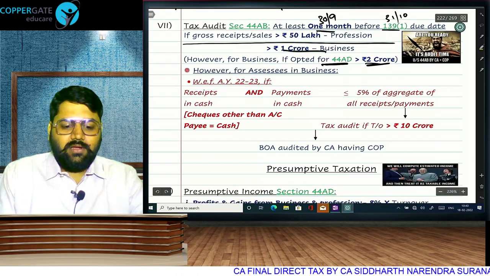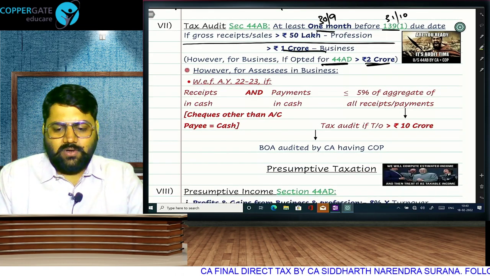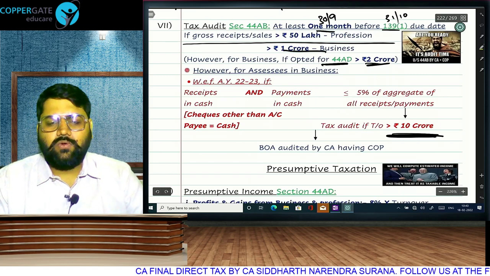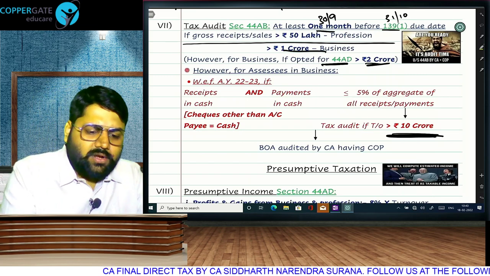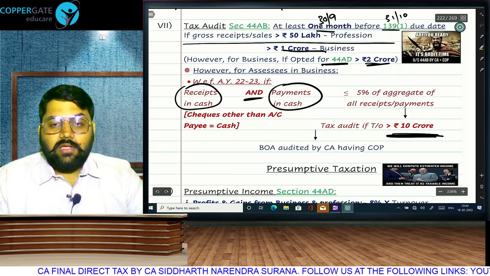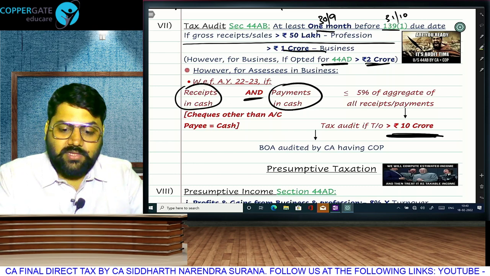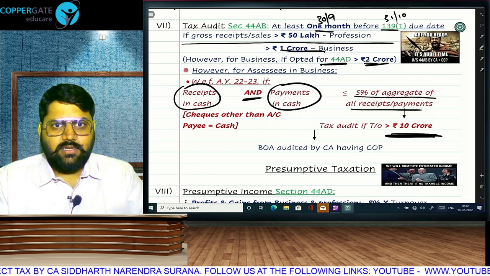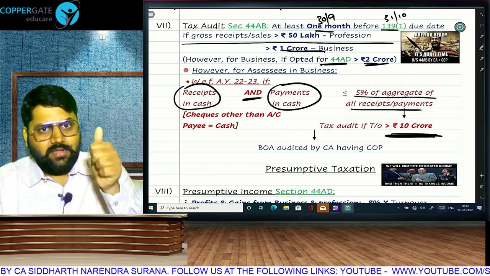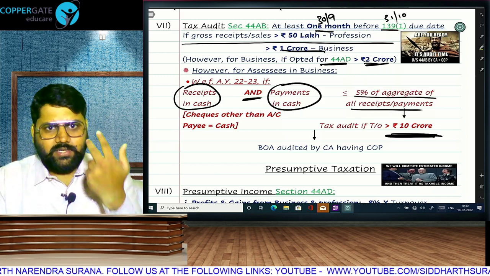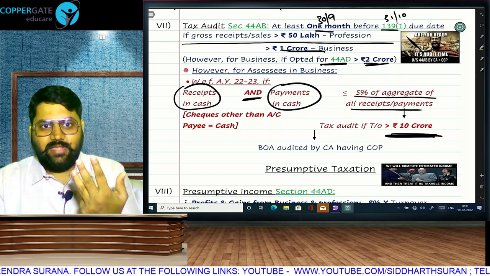And then further, we have an amendment. This amendment was already there last year. The only change is that this was 5 crore, which has increased to 10 crore. So if your cash receipts and your cash payments, both are within 5% of aggregate receipts. First of all, this is not purchase or sale. This is receipts. Receipts may be cash sales, money received from debtors, any loan taken, or any sale of asset. That is also money received.